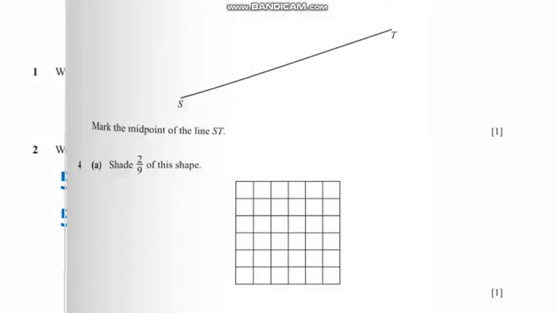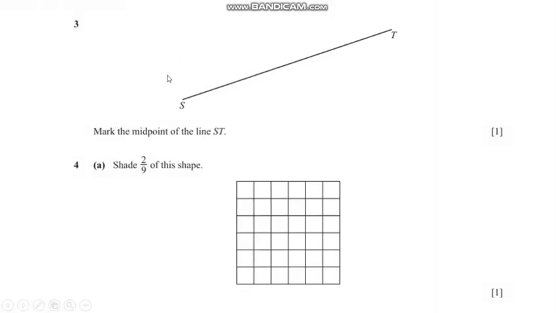We now move on to our question 3. So this is our question 3 right here. Our question reads, mark the midpoint of the line ST. So we have the line ST. So we understand that the midpoint of the line ST is the point that cuts the line ST into 2 equal parts. So the midpoint will be right here. Okay, that is where the midpoint will be. So we have answered our question 3.